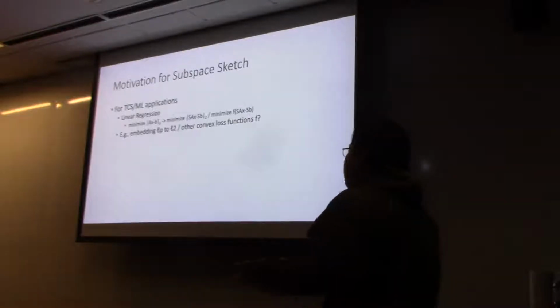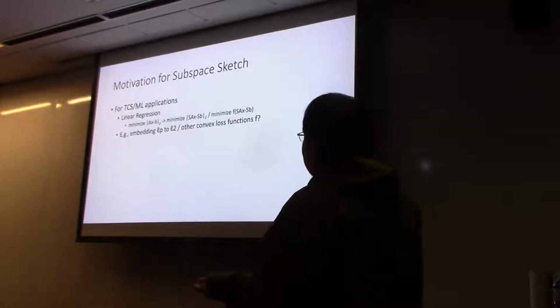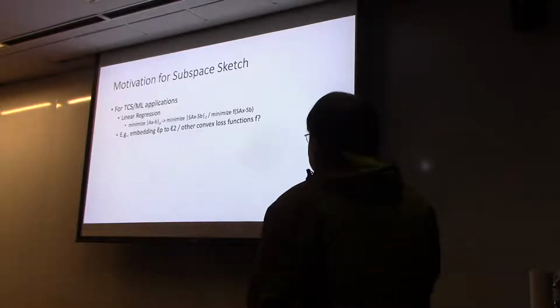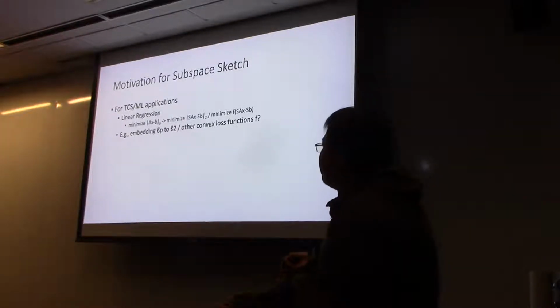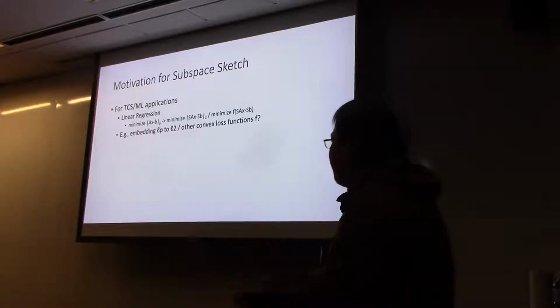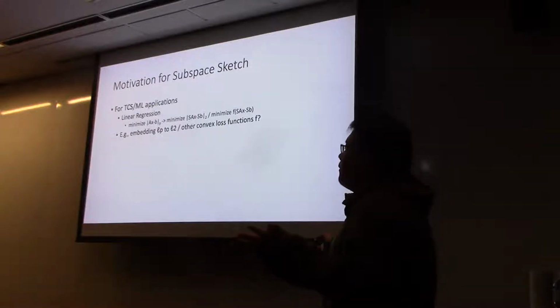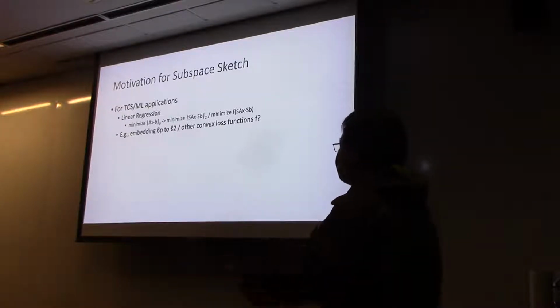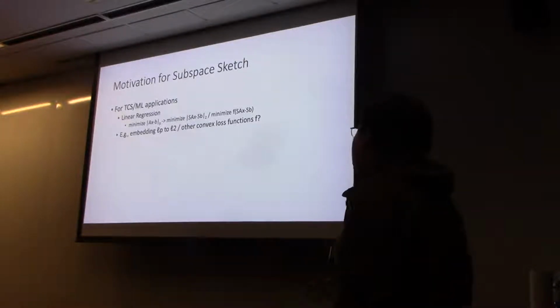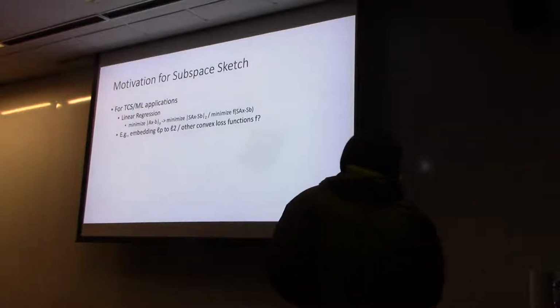But this instance is much smaller, so hopefully we can get something faster. So this really shows that we don't actually need the target space to have the same LP norm, but we can actually allow some other norms or other loss functions. Okay, so this is the first motivation for subspace sketch.